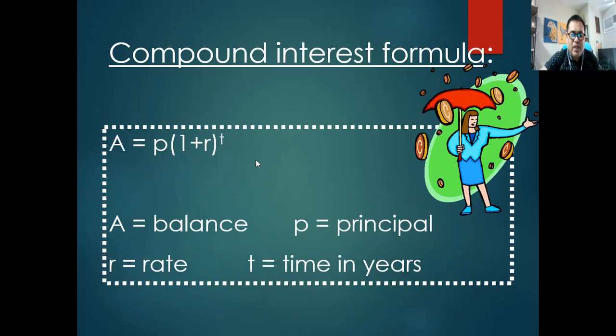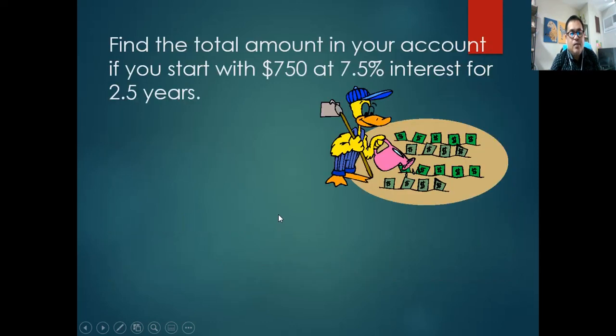Now, what about compound interest? For compound interest, A is equal to P times 1 plus R raised to T. Okay, your P is the principal and your A is the balance. And again, R is the rate, and T is the time in years. Okay, so let's have an example.